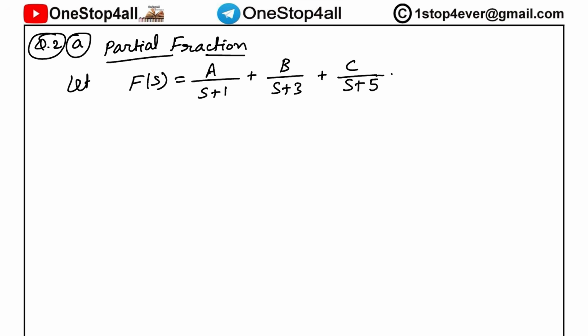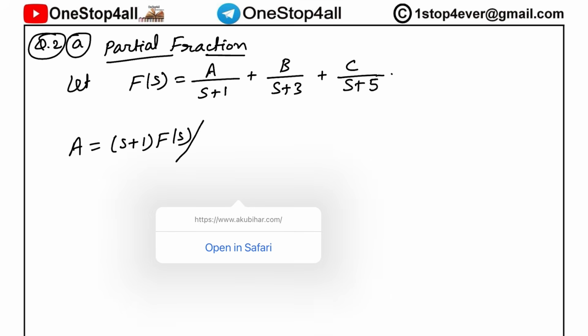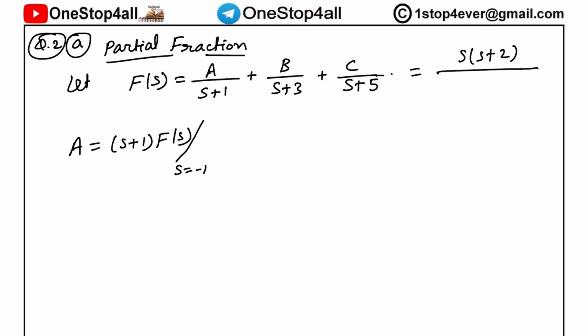Now, what is the value of A? How will we calculate A? A will be simply (s plus 1) into F(s), at s equal to minus 1. F(s) is already given: s into (s plus 2) divided by (s plus 1) into (s plus 3) into (s plus 5). We put s equal to minus 1 in this equation except for s plus 1, because that will cancel out. So you calculate, it will be 1 by 8. It is simple.